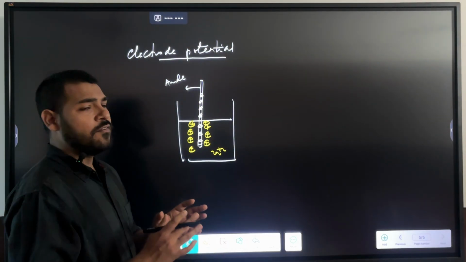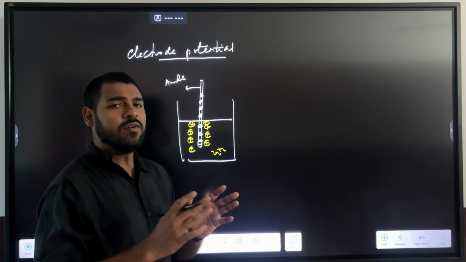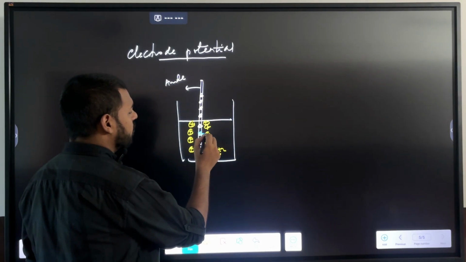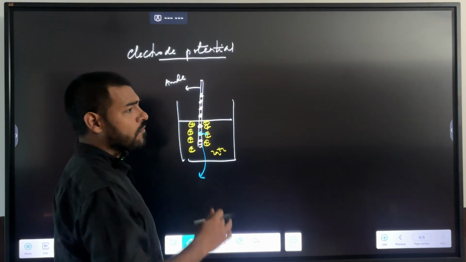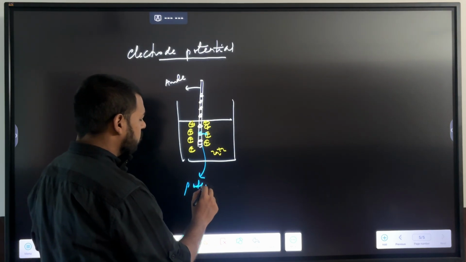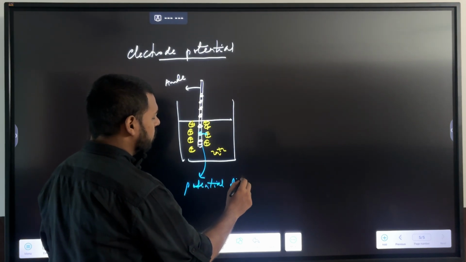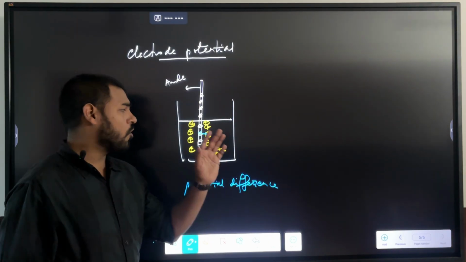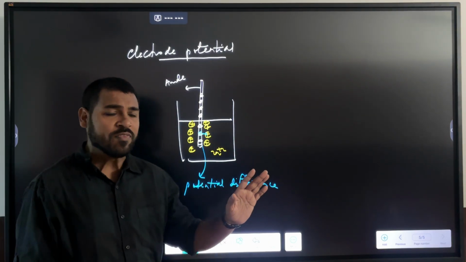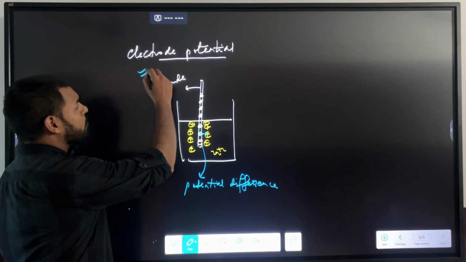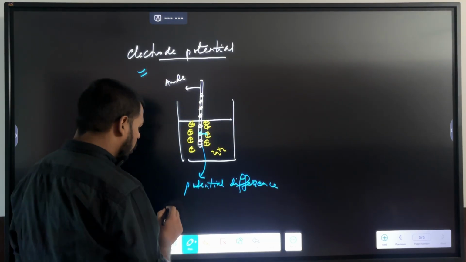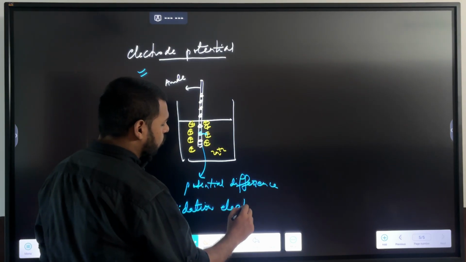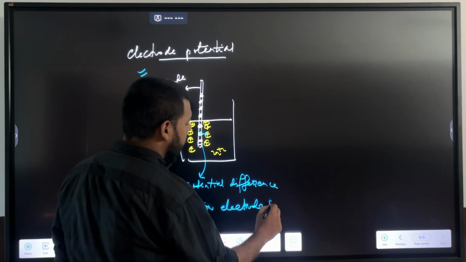So we have a difference in the charges. Whenever we have a difference in opposite charges, there will always be a potential difference. So here we have a potential difference occurring between the rod and the liquid solution. This is known as electrode potential, and this will be called oxidation electrode potential.